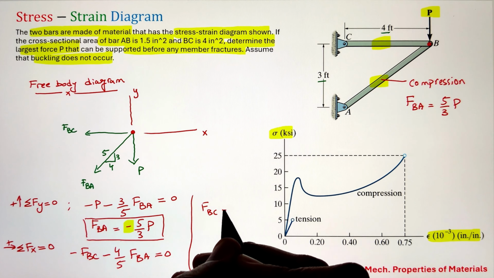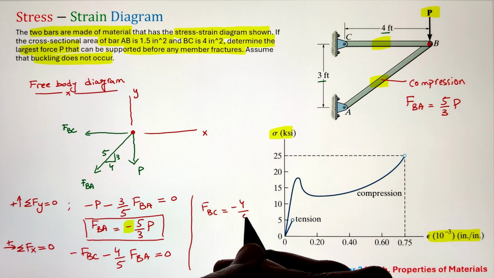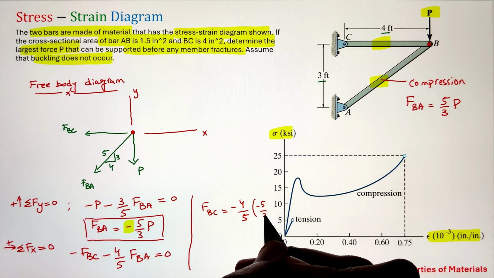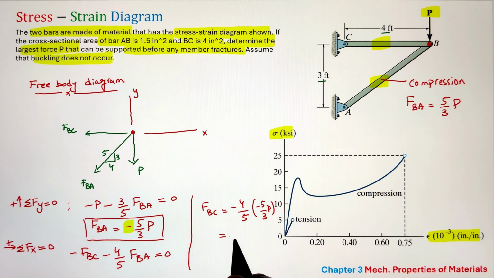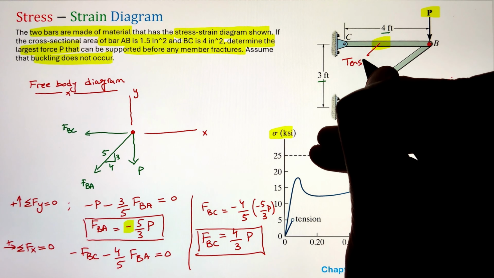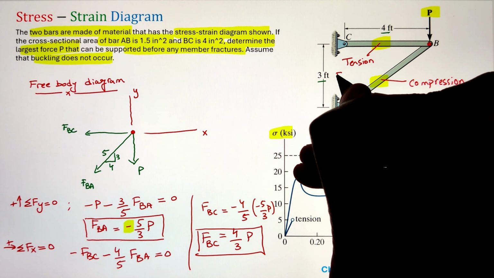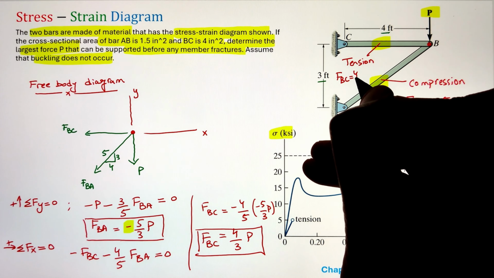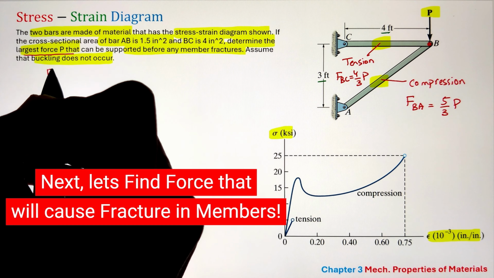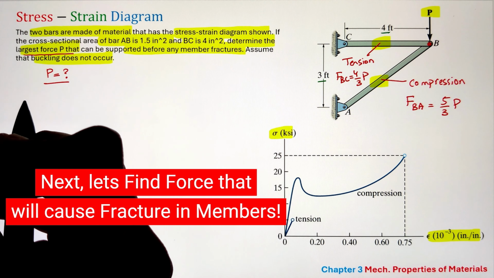Next, let's do the summation of forces along the horizontal x direction equals 0. In this case, I have a force FBC going towards the left, whereas a component of FBA will also be pointing towards the left. Simplifying, we get FBC equals negative 4 over 5 times FBA. From the above equation, we can plug in the value of FBA and simplify. So the internal force in the member BC equals 4 over 3 P. Since it is a positive number, the force in member BC is in tension.